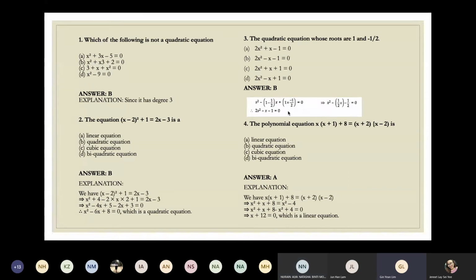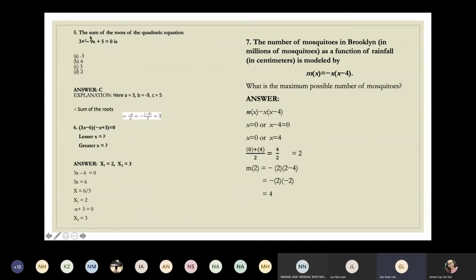The polynomial equation x times (x plus 1) plus 8 equals (x plus 2) times (x minus 2) is, again, to choose which of the following is the equation type. Also the same: first, you expand it. You expand x times (x plus 1), and you expand (x plus 2) times (x minus 2). Then you put all the variables and numbers on the left hand side to get the right hand side equal to 0. Then you will form x plus 12 equals 0, which is a linear equation because the biggest power of x is 1. So it is a linear equation. Okay, so moving on to question 5.